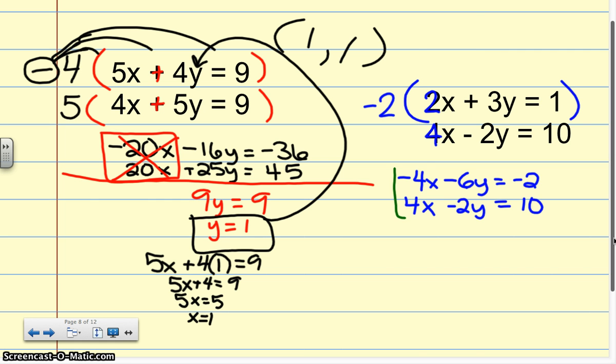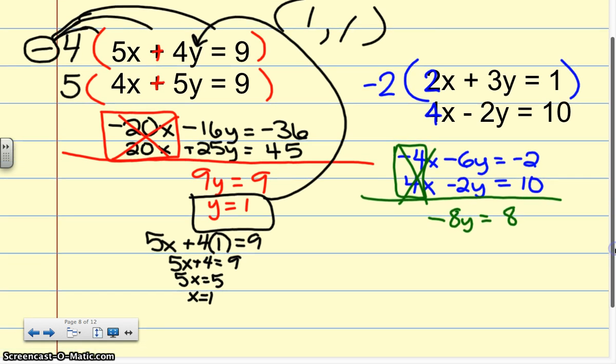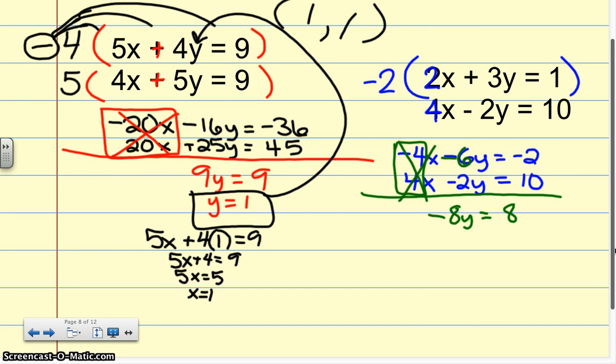Now I want you to notice my goal, again, was to get them opposites of each other, which was achieved. So the x's cancel, and I get negative 8y is equal to 8, because that's a negative 6 minus 2 more, I'm at a negative 8. Divide through by negative 8, and I get y is equal to a negative 1.